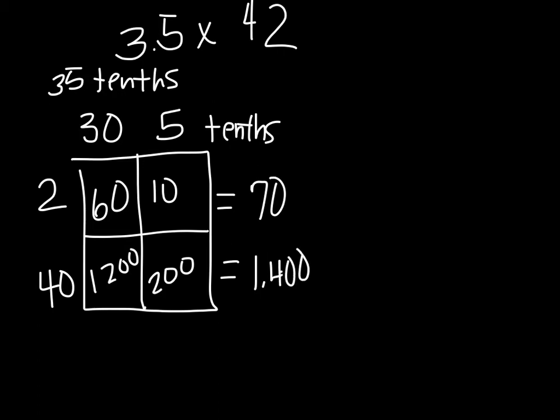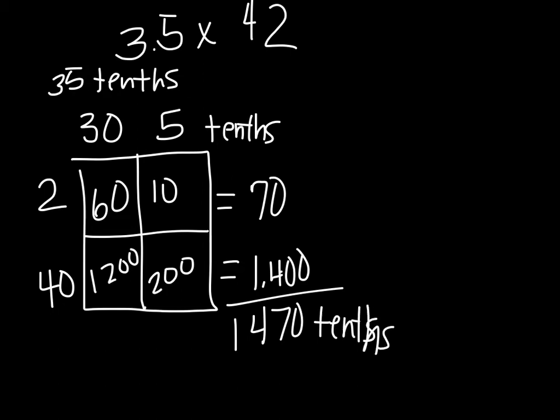These are both tenths. When I add that, I get 1,470 tenths. And I know when I write in standard form, that becomes 147.0. I don't actually have to have the 0.0 because that is just a placeholder and it does not change the value of my number.